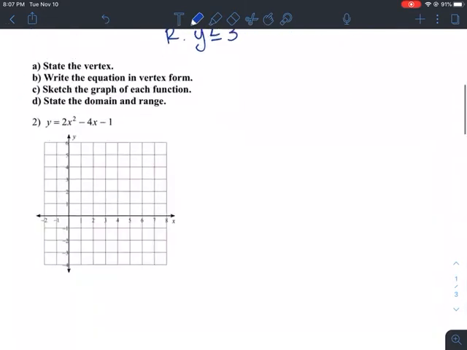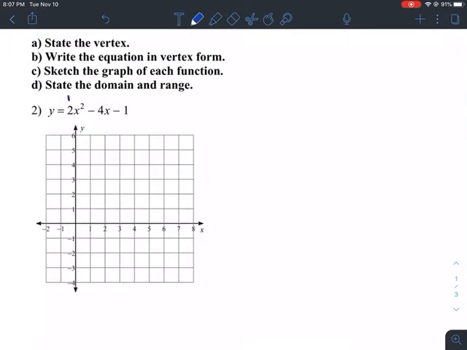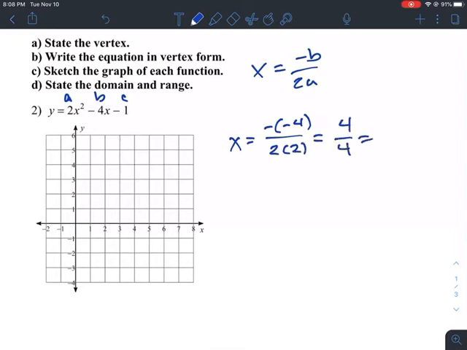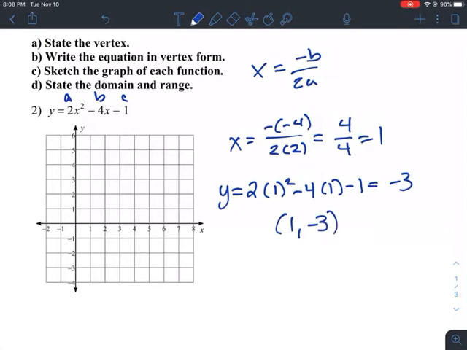For the standard form one, remember we're using the formula this time, which is x equals negative b over 2a. So to get the x of the vertex, I've got negative 4 over 2 times 2, which ends up just being 4 over 4, which is 1. For the y, I plug in what I got for x into the equation. And I get 2 minus 4, which is negative 2, minus 1 is negative 3. So I get the point 1, negative 3.